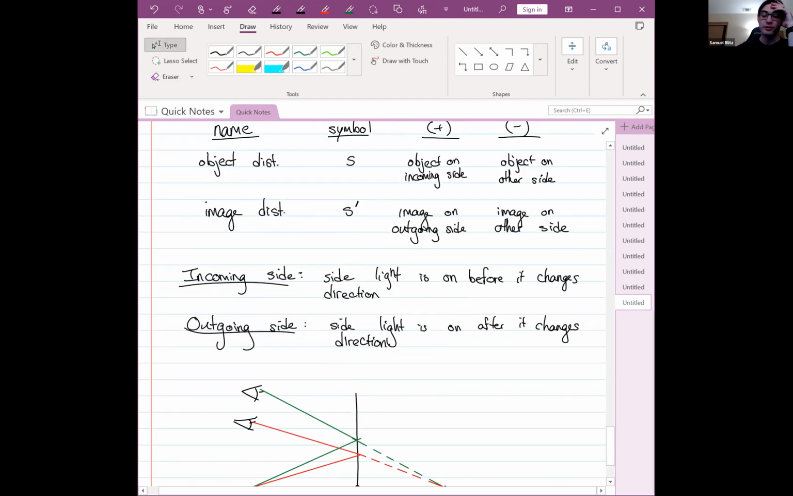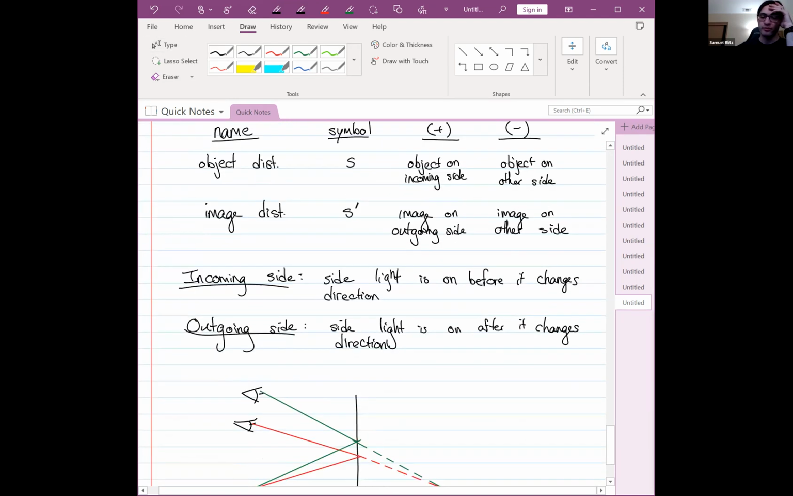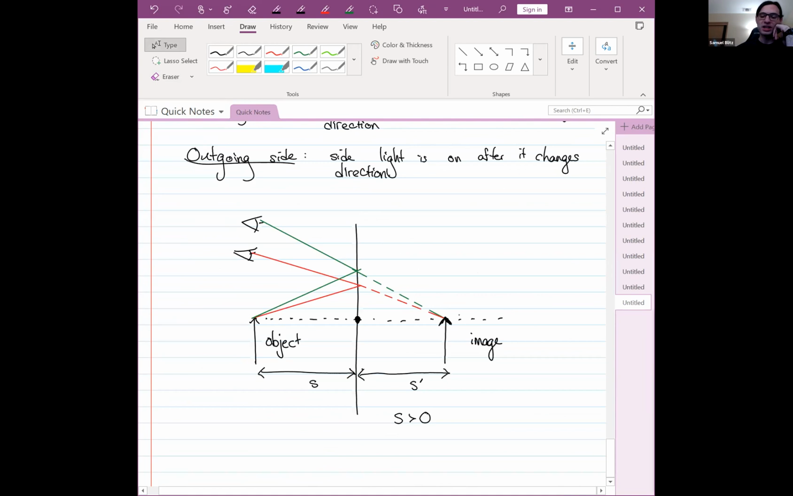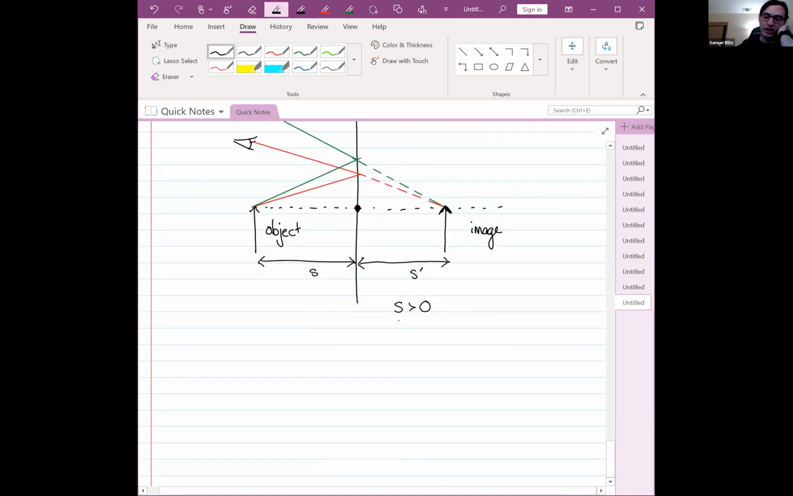We also have that, from our sign convention, S prime is positive when the image is on the outgoing side. But here, the outgoing side is over here and our image is on the right. So here, our image is not on the outgoing side. So there, S prime is negative. Those are according to our sign conventions. So really, these might be better measured as absolute values of S, but nobody ever writes that. So just keep in mind that that's what people actually are referring to.